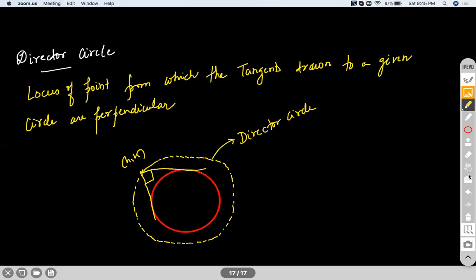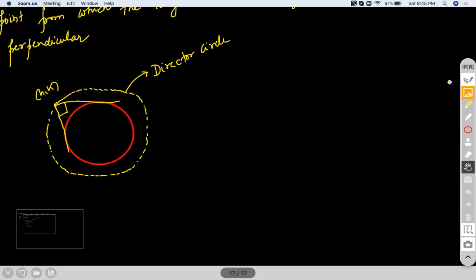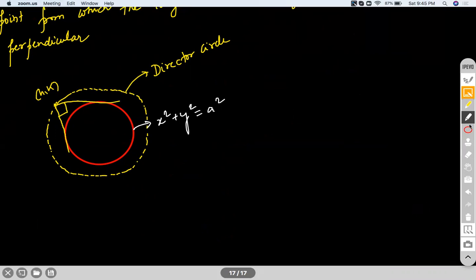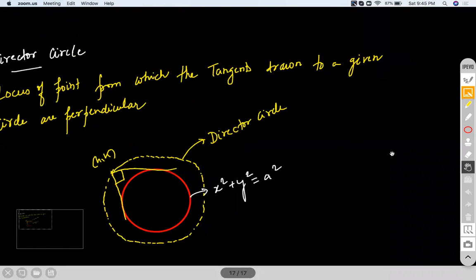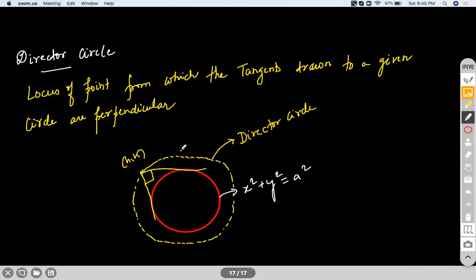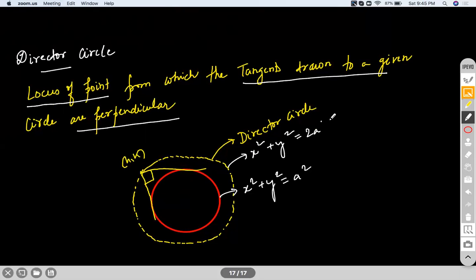Now a question for both of you. Let's say the equation of this inner circle. Could you repeat the director circle thing? See, director circle is the locus of all such points, from which tangents drawn to a given circle are perpendicular. Okay, now prove that the equation of the director circle for this circle would be x square plus y square is equal to 2a square.